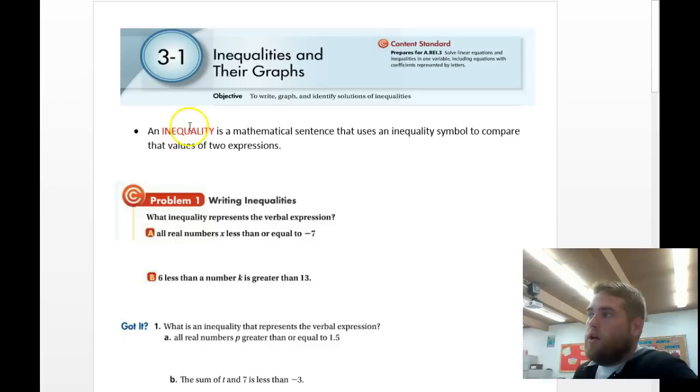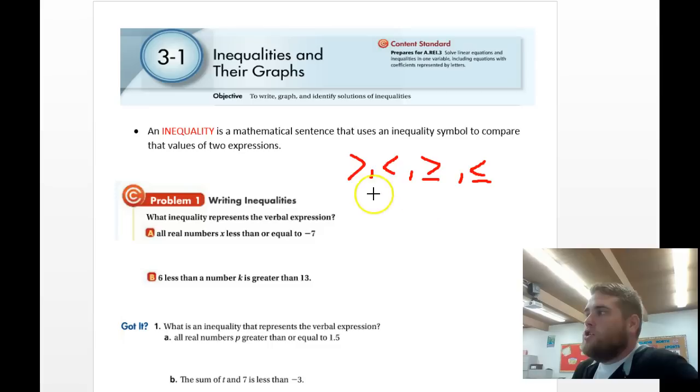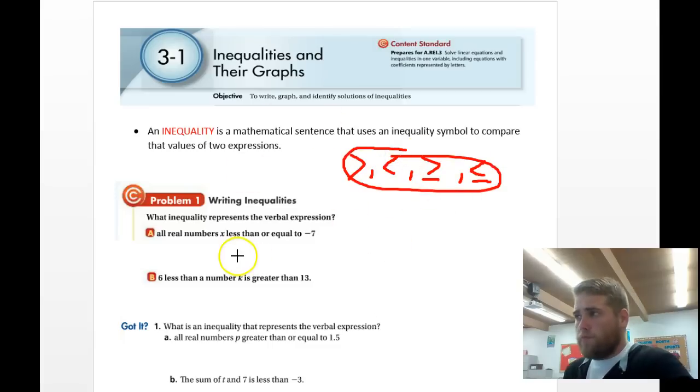An inequality is a mathematical sentence that uses an inequality symbol to compare the values of two expressions. So you may be wondering, what in the world is an inequality? Well, if you guys remember, inequalities are greater than, less than, greater than or equal to, or less than or equal to. Okay, so these are the four symbols that we're going to be using today. Okay, so let's dive right into it. Keep this as short and sweet as possible.